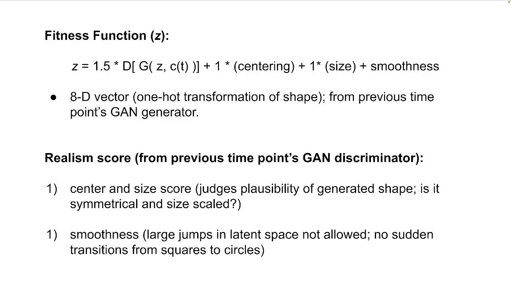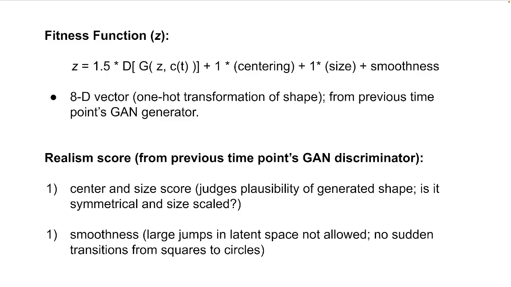The first way the realism score can help us here is that we have this center and size component. The center and size component of the realism score judges the plausibility of generated shapes. Is it symmetrical and size scaled, or is it asymmetrical and not scaled to size? If not, then it's not viable. So that's one component of viability.